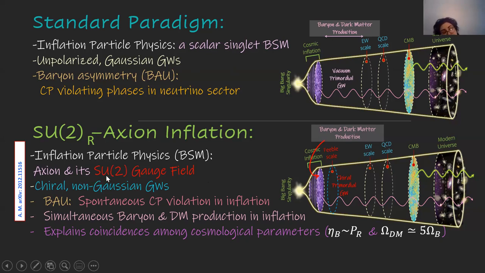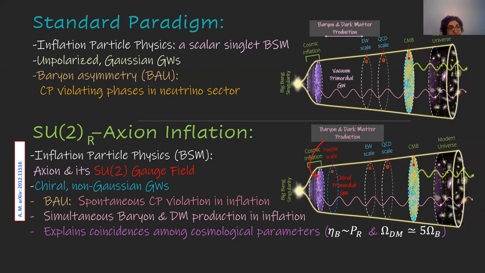And the same thing happened because this gauge field can source gravitational waves. We have chiral non-Gaussian gravitational waves, and parity and CP are violated in inflation spontaneously. Interestingly, CP can only be spontaneously violated in inflation because otherwise it leads to the domain wall problem and it's dangerous.